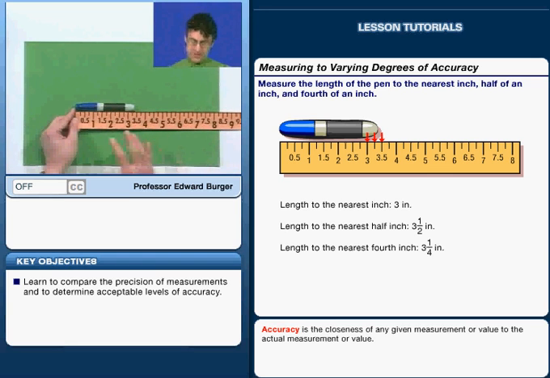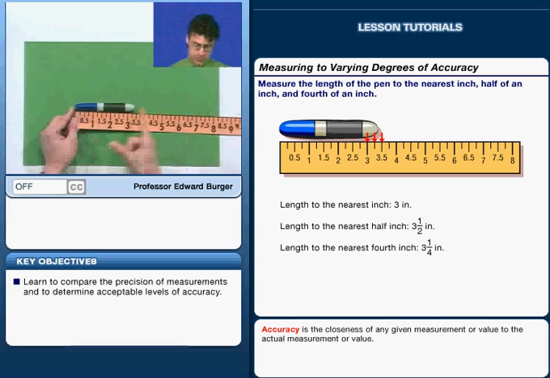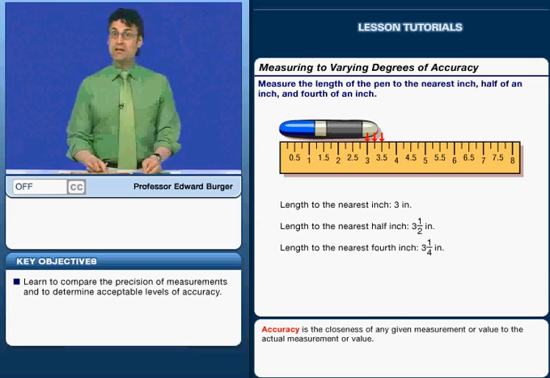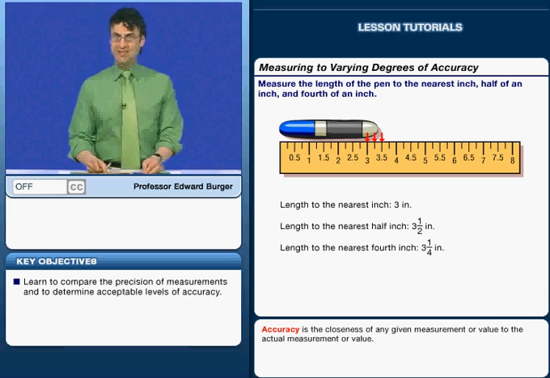But the important thing to realize is that these are just all estimates. The actual length of this pen is a much, much more complicated number that even this ruler won't allow me to read. Lengths are really, really tricky to measure, and that's why we have to know the degree of accuracy that's desired.